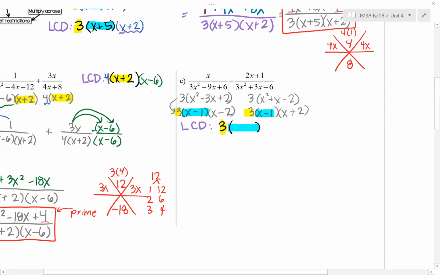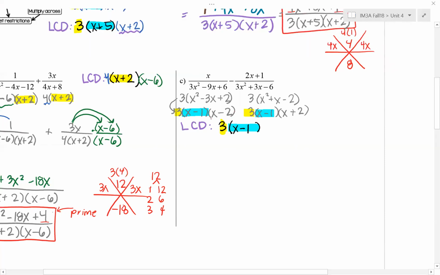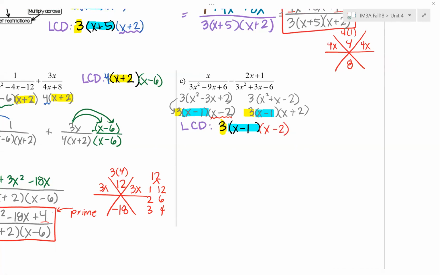So we have 3 times x minus 1, and then that's all that they have in common. These are similar, but they're not the same. So the first one also has an x minus 2, so that means that our common denominator needs to have that, as well as the last one has an x plus 2. So our common denominator must also have an x plus 2.